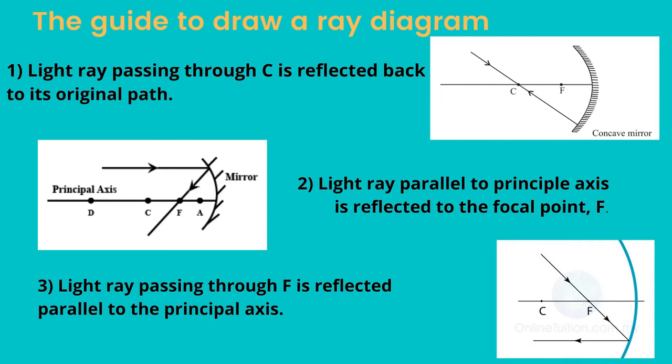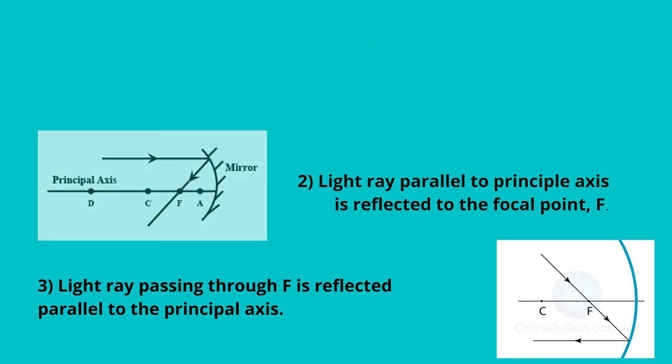Let's look at the guide to draw a ray diagram. Number 1. A light ray passing through C is reflected back to its original path. Number 2. A light ray parallel to the principal axis is reflected to the focal point, which is F. Number 3. A light ray passing through F is reflected parallel to the principal axis.